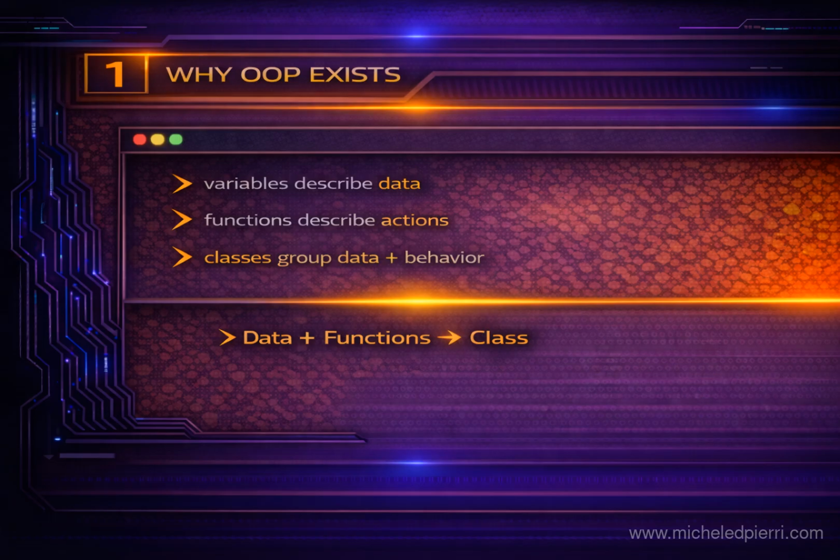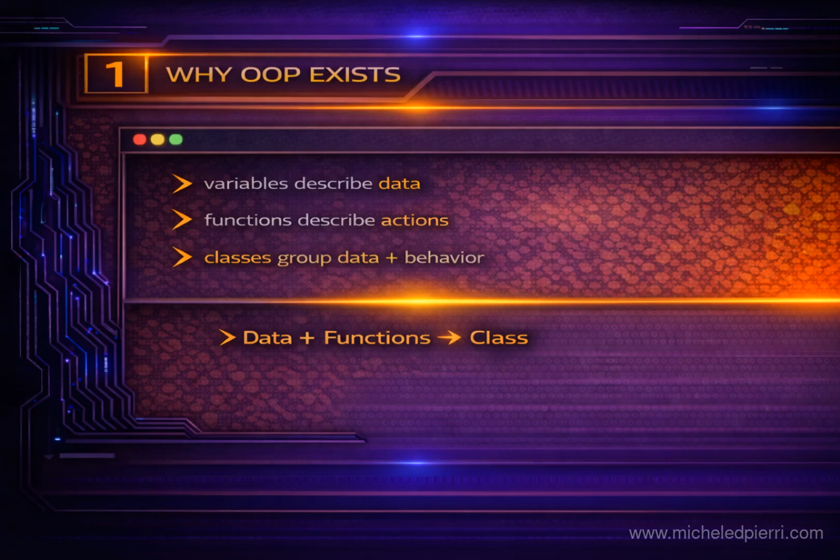So the main idea here is simple. Variables describe data. Functions describe actions. Classes bundle the two together so you can work at a higher level of abstraction. This is how Python moves from small scripts to systems you can extend, test, and maintain.